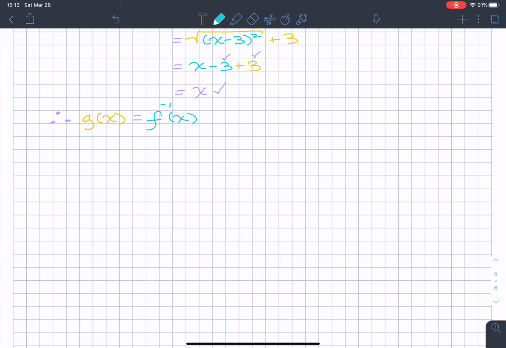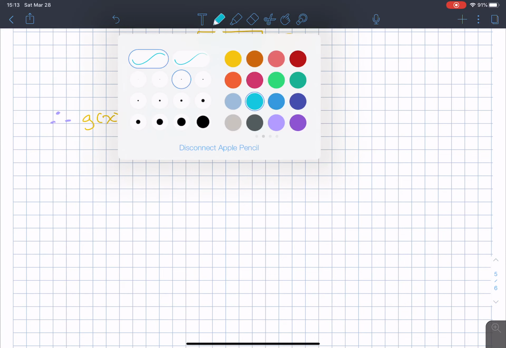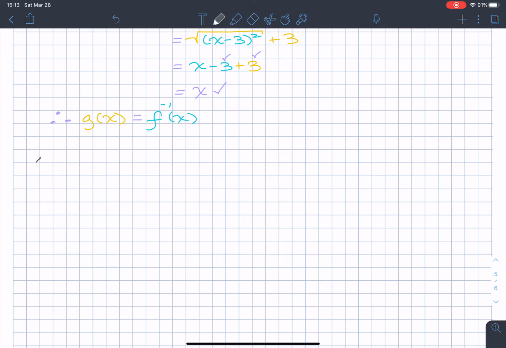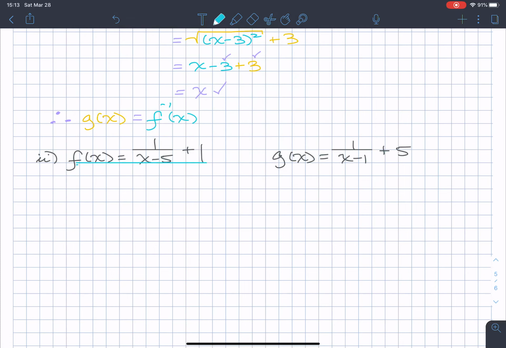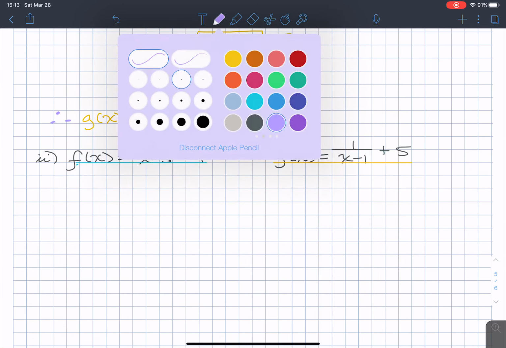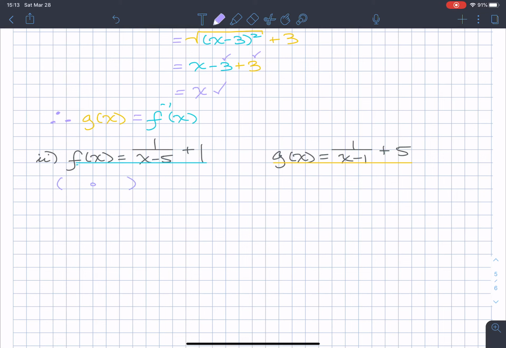Okay, so let's do another one. Number 2. So let's say we have that f of x is equal to 1 over x minus 5, to which I'm adding 1. Let's say that g of x is equal to 1 over x minus 1, to which I'm adding 5. So once again, I'll call f of x blue, and I will call g of x yellow. And I first want to evaluate f composed with g of x.